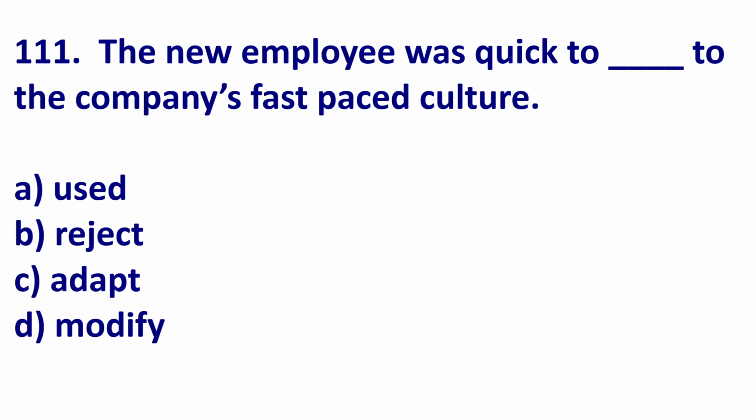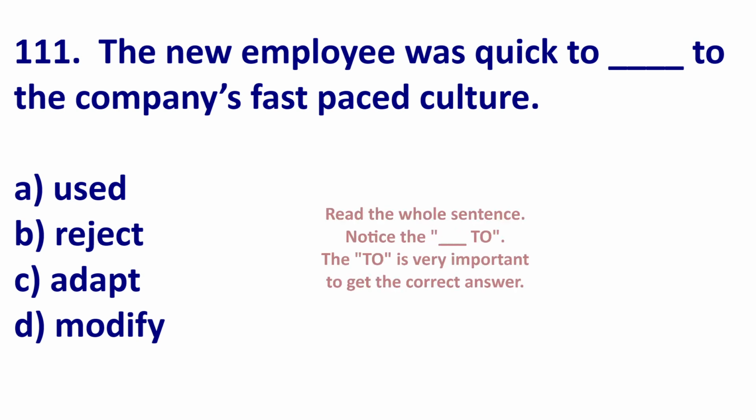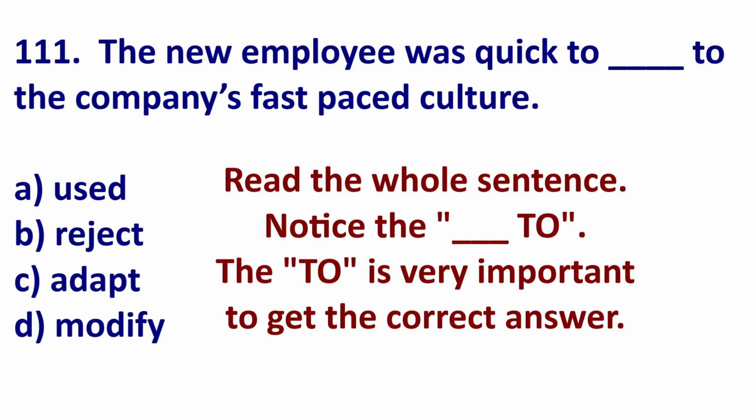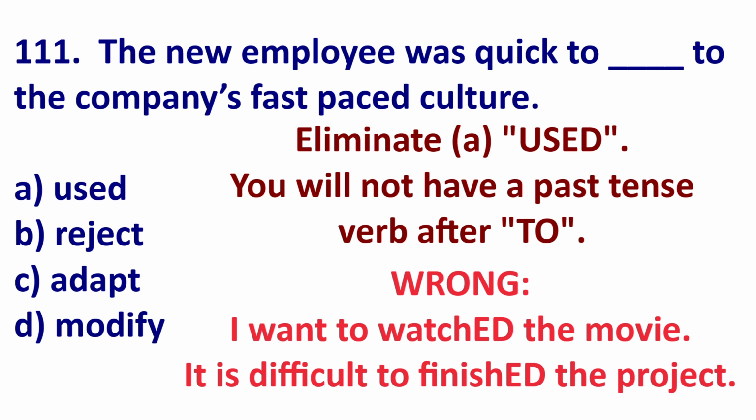All right, let's look at 111. This question is similar to the one before. Read the whole sentence and notice the preposition to: the company's fast-paced policy. That to will help us later. First, eliminate A, because after to, we will not use past tense.